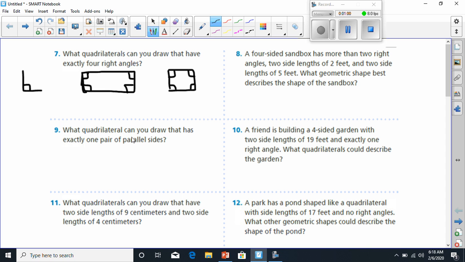What quadrilateral can you draw that has exactly 1 pair of parallel sides? Parallel sides means that they are exactly parallel to each other. And for a quadrilateral to only have 1 parallel side, that means the other ones are not parallel, which means they might be at a slight angle. And that would fit the description of a trapezoid. Okay? Trapezoid.